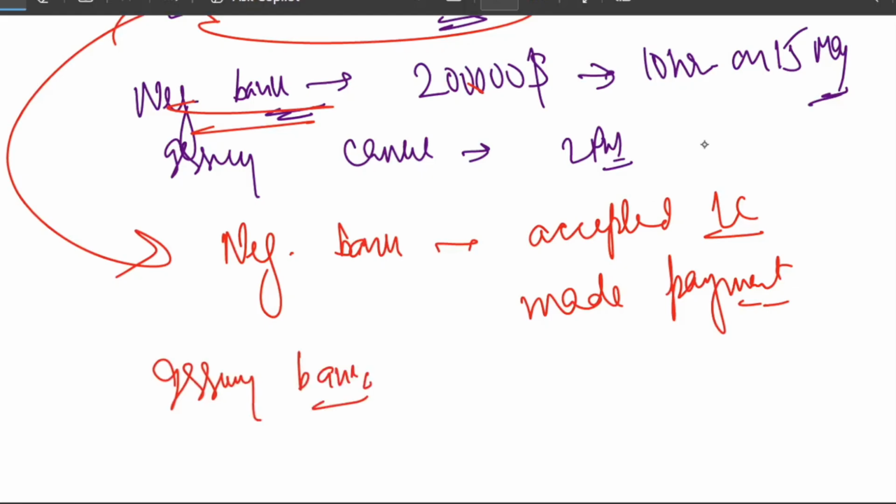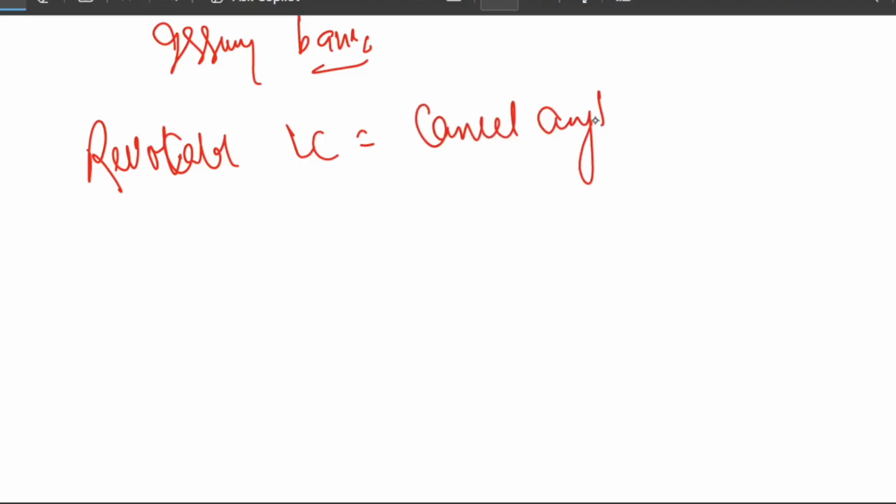So payment was made at 10 a.m. and the cancellation notice arrived at 2 p.m. So the payment happened first. So the issuing bank is responsible, right? So that's the point. Please understand. So what we came to know is that a revocable LC you can cancel anytime. Since it is a revocable LC, you can cancel anytime. But respect the past action. You have to respect the past action.